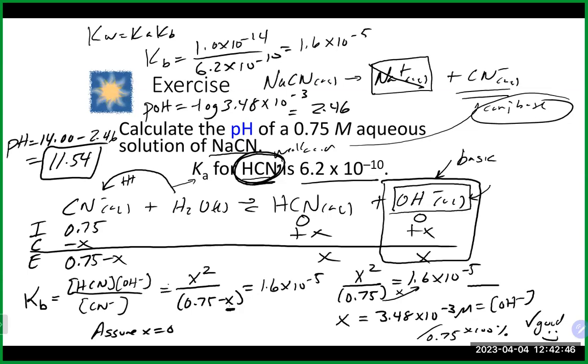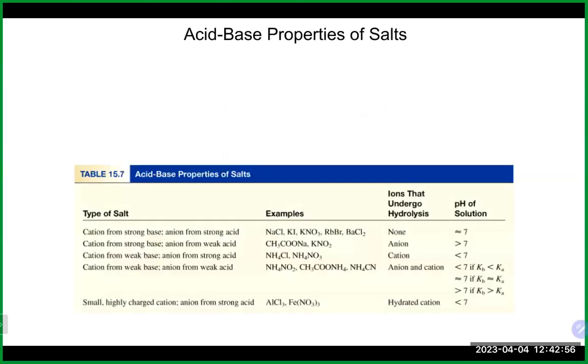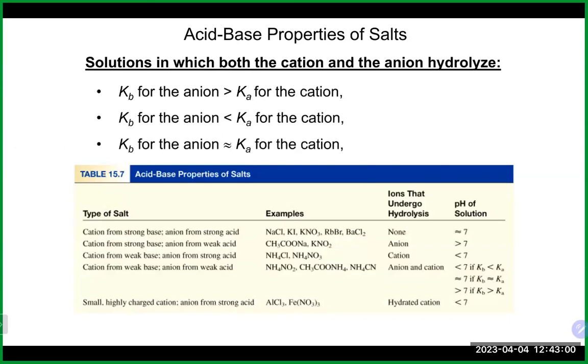Now, a couple other things about salts here. That's just a picture of the aluminum that I drew earlier. Much nicer picture. Only one part of the salt will go through hydrolysis, maybe the positive guy, maybe the negative guy. It is possible that you could have a salt where both parts of it actually went through hydrolysis.